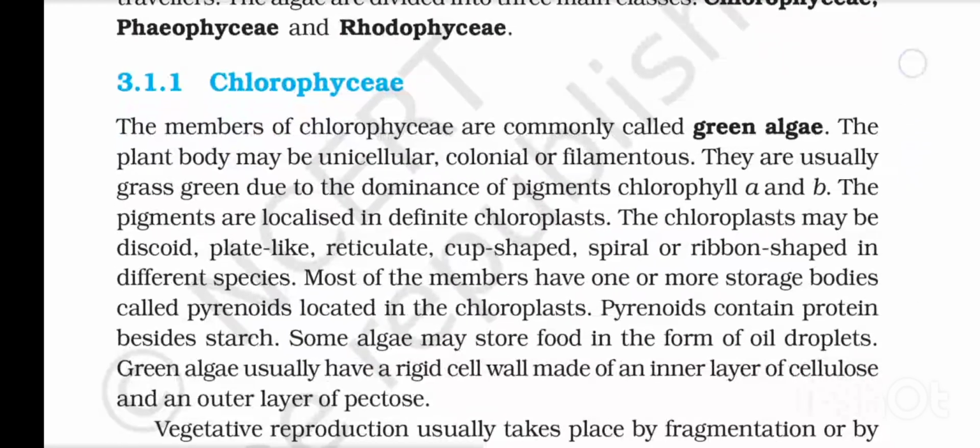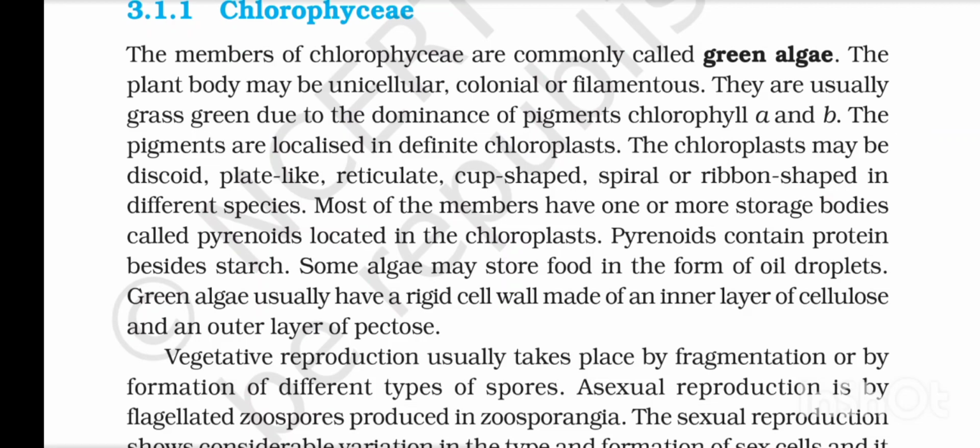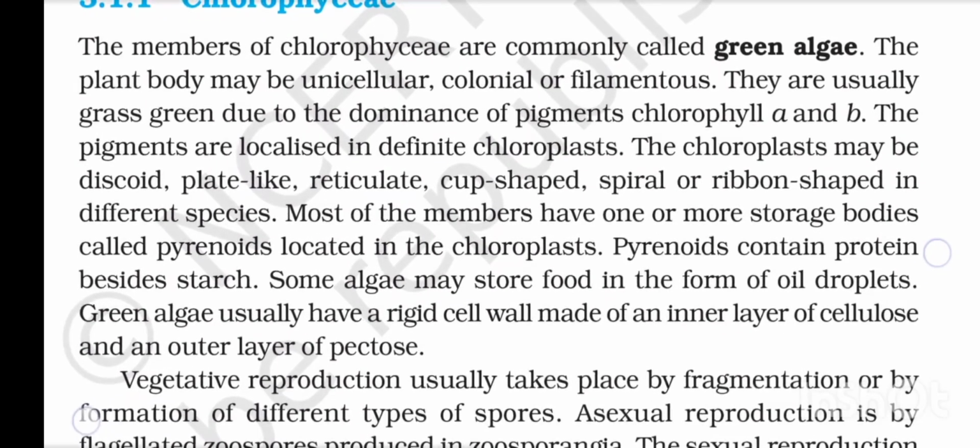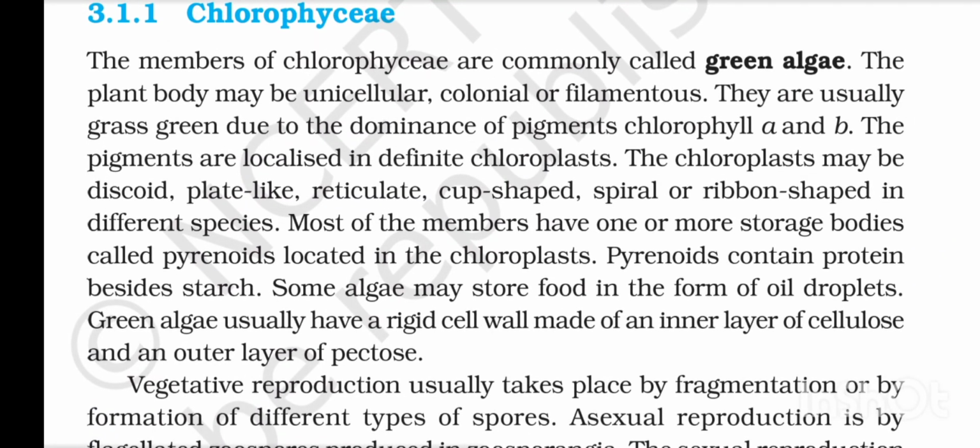3.1.1 Chlorophyceae. The members of Chlorophyceae are commonly called green algae. The plant body may be unicellular, colonial, or filamentous. They are usually grass green due to the dominance of pigments chlorophyll a and b. The pigments are localized in definite chloroplasts.